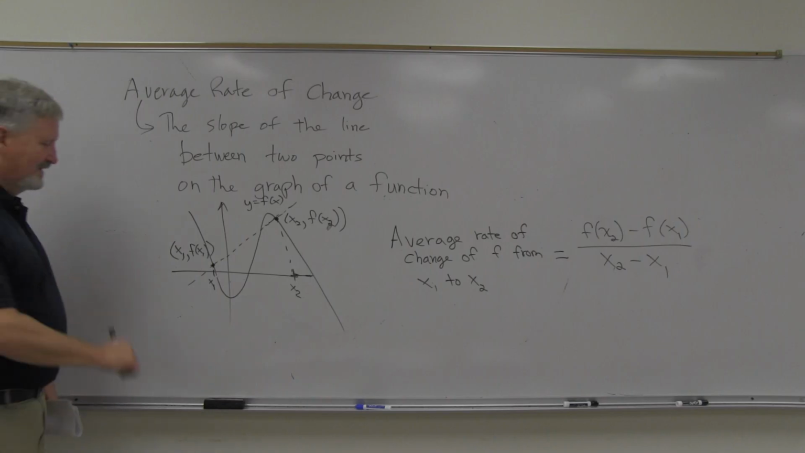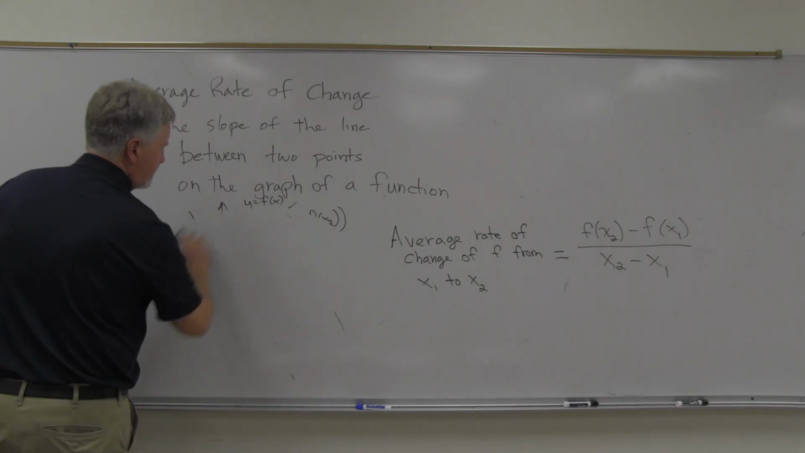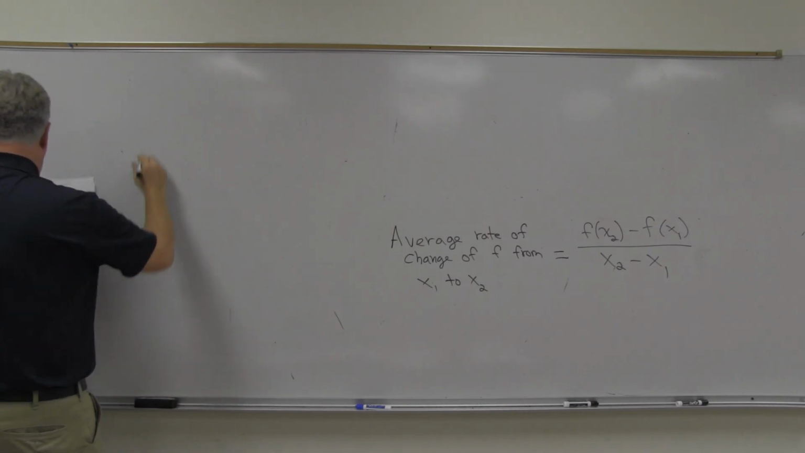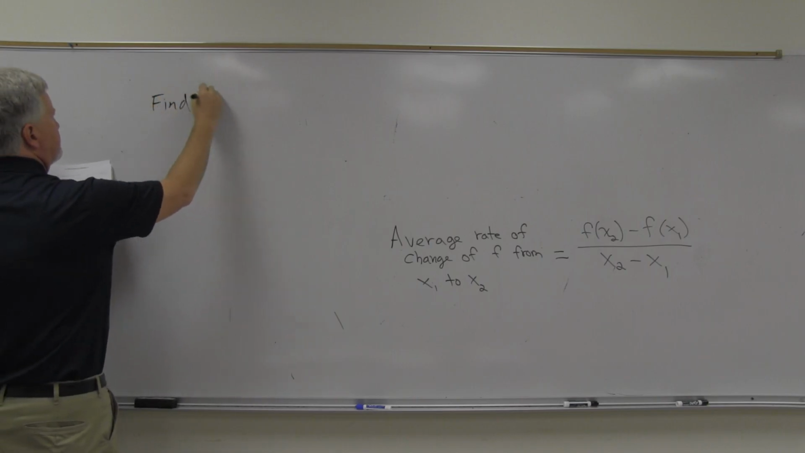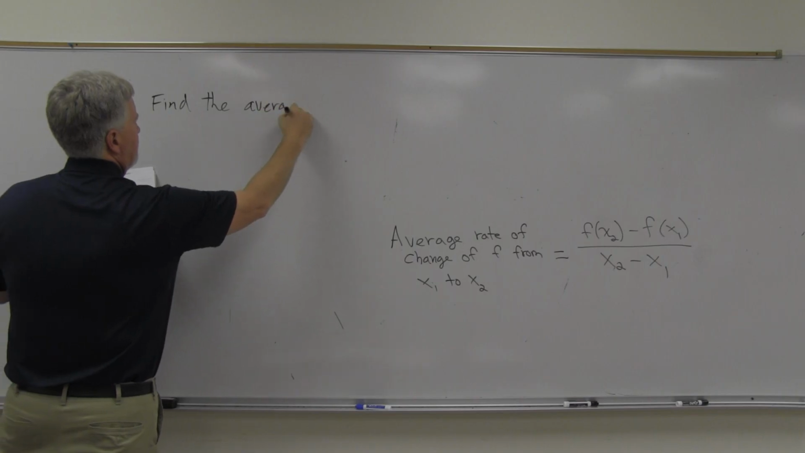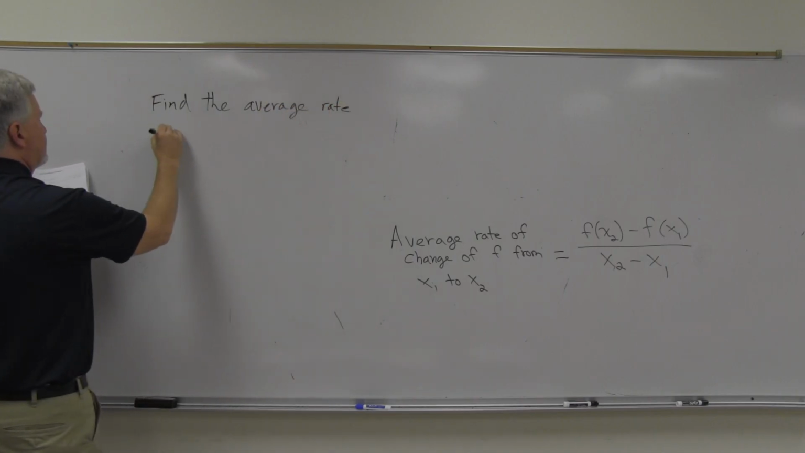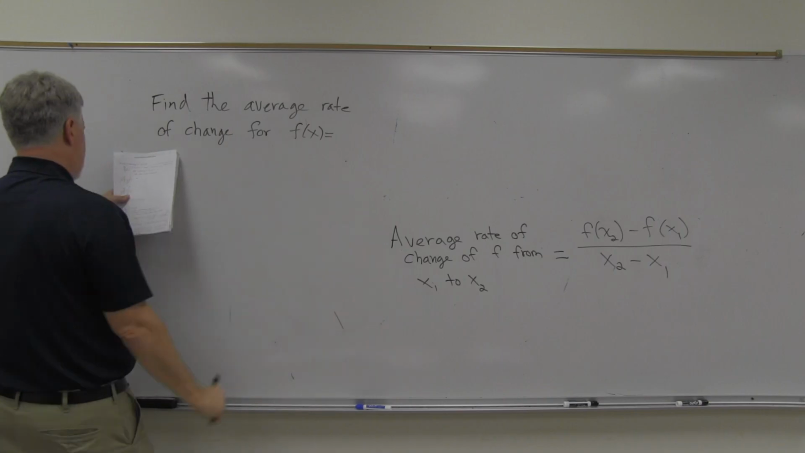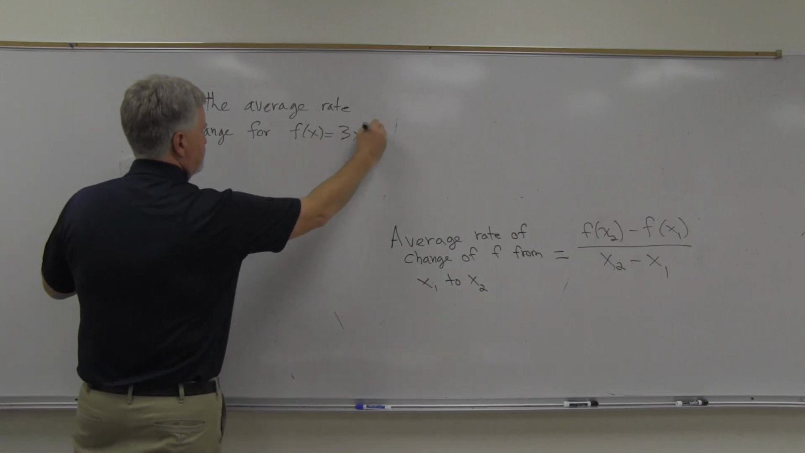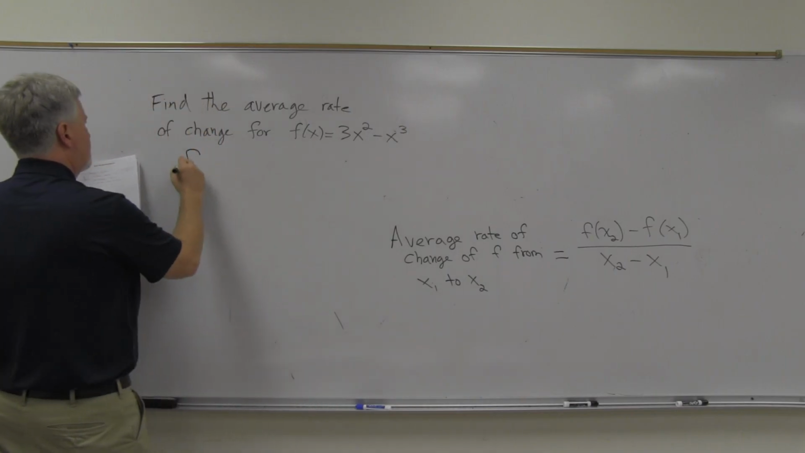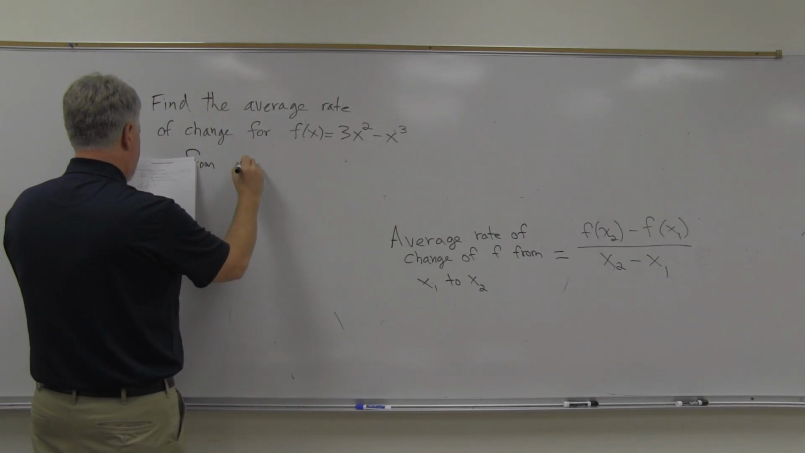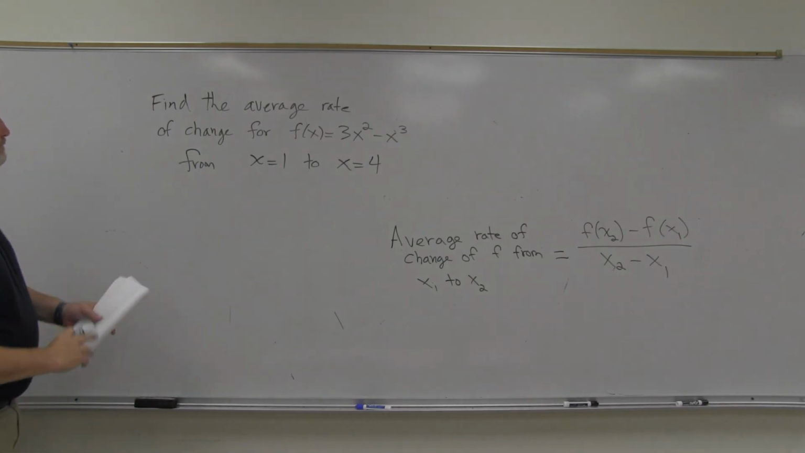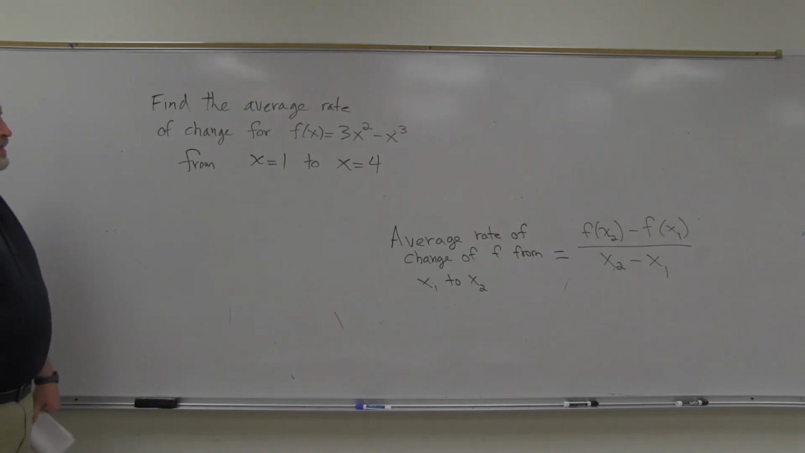All right, so let's do a couple and wrap this thing up here. Okay. All right, so find the average rate of change for f of x equals 3x squared minus x cubed from x equals 1 to x equals 4. Average rate of change for this function from x equals 1 to x equals 4.